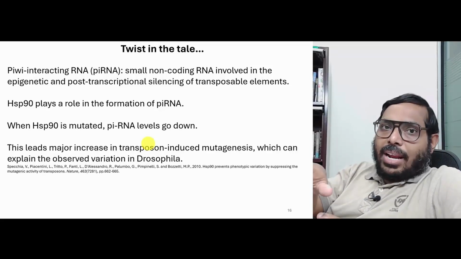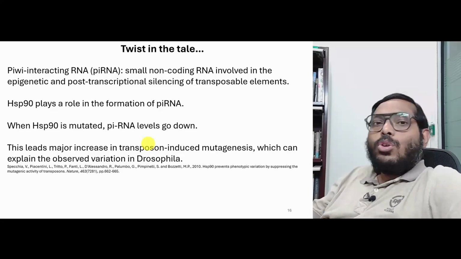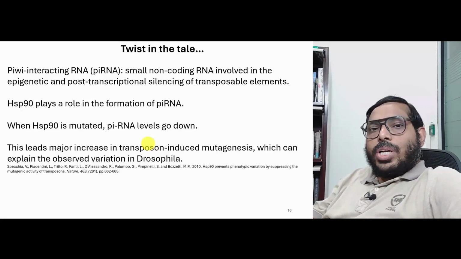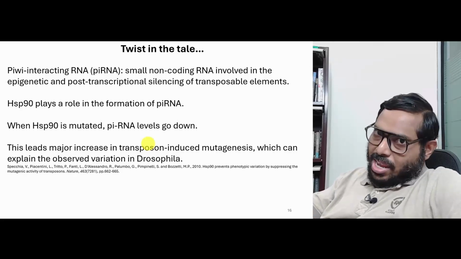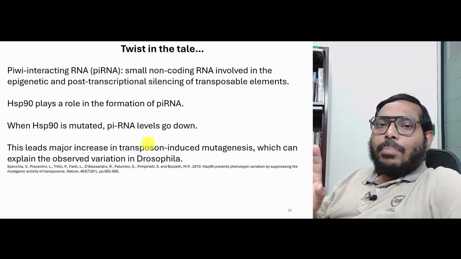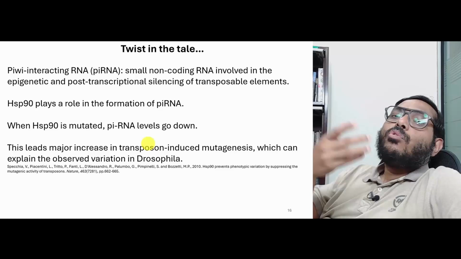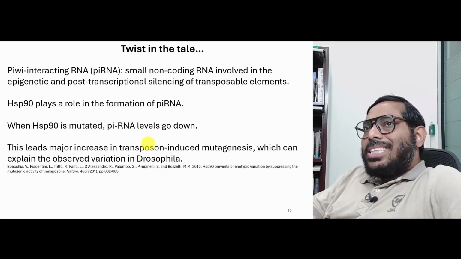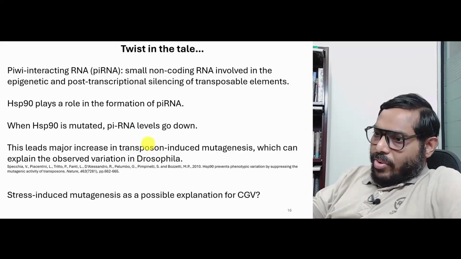But if this is correct, and people have shown that this works, then this indicates that the variation was not there to begin with. The variation got created because there was a particular form of mutation through transposons whose activity had been kept suppressed by HSP90, and now when you take out that brake, lots of mutation happens, and that is what is showing up. In other words, it is not pre-existing variation, it is de novo created variation. Now, this obviously changes our way of thinking about cryptic genetic variation.